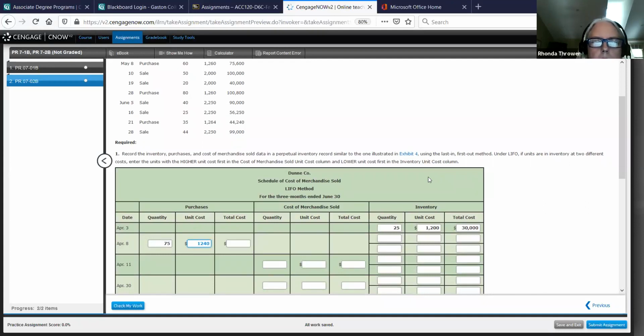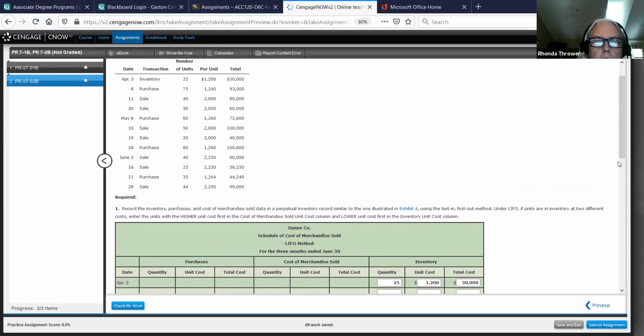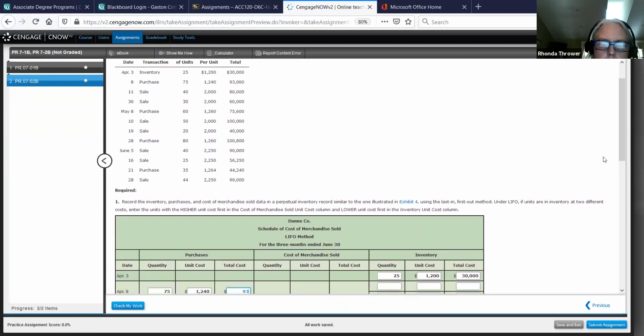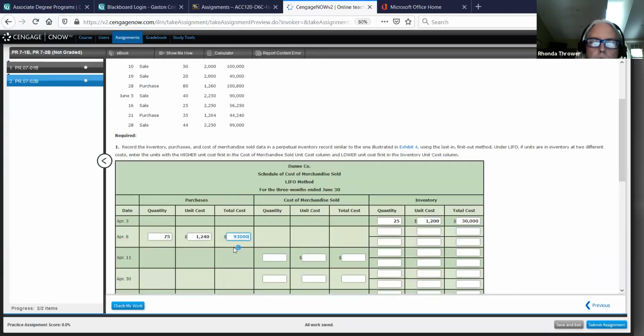And then you simply multiply your quantity times your unit cost to give you the total cost of that purchase, which is $93,000. And in the real world class, you would have source documents that would back up this purchase. You probably have an invoice in front of you is where you'd be getting the information to record on this cost card.